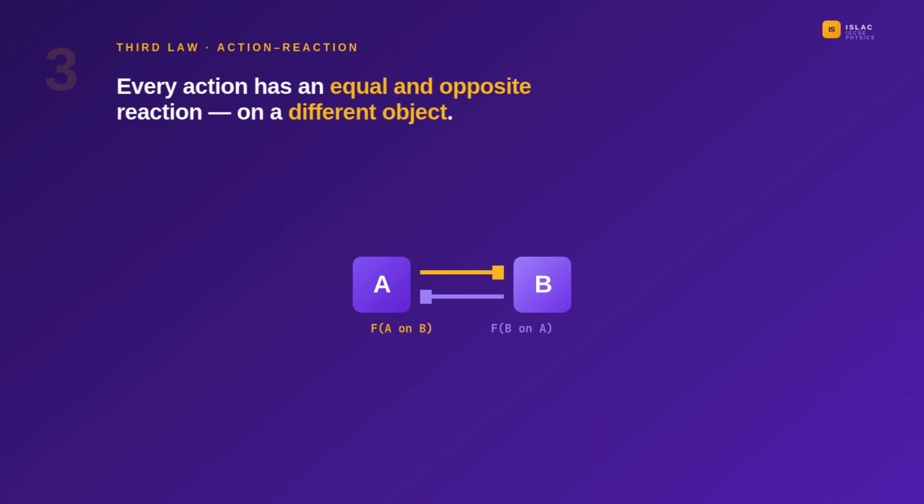The most important point for the exam, and the one students most often miss, is that the two forces act on different objects. That's why they never cancel out. Same size, opposite direction, different objects. Say it like a mantra.